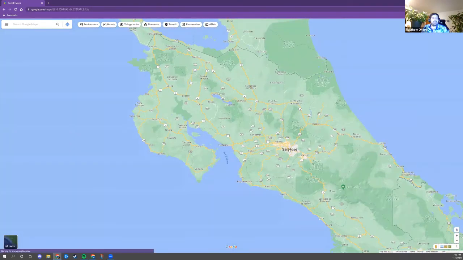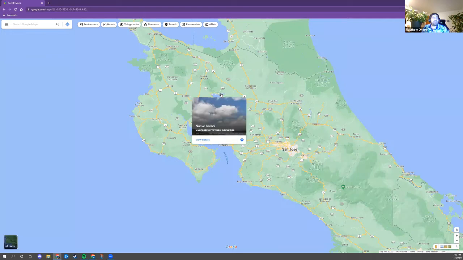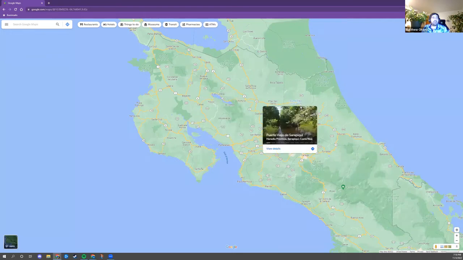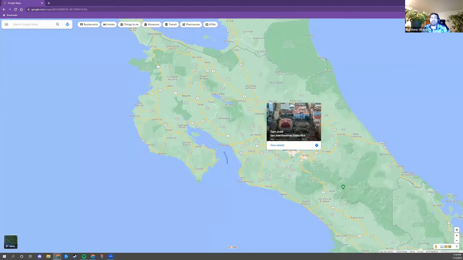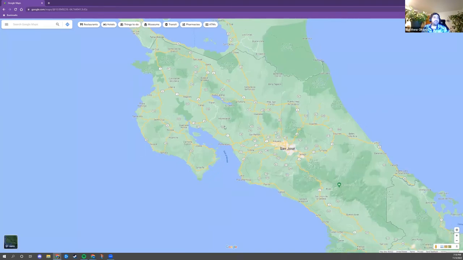So we'll be flying into San Jose, and we'll be flying out of San Jose as well. We'll drive over to Monteverde, up to the Arenal region, and then across to Puerto Viejo de Sarapiquí. We'll stop in the Braulio Carrillo National Park on the way back and finish up in San Jose.